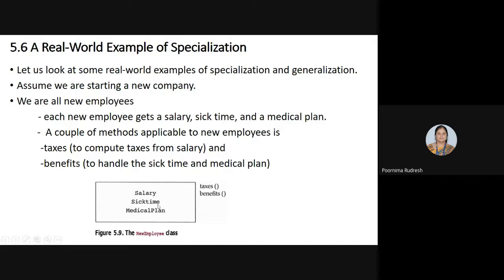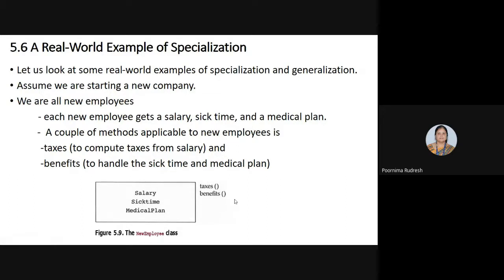So here each new employee will get a salary, sick time, and medical plan. And we're defining two methods, taxes and benefits. Taxes calculates the tax of each employee, and benefits calculates the benefits of the employee to handle the sick time and the medical plan. So here the new employee class is defined or constructed. Clear? The new employee class will have the salary, sick time, and medical plan, and along with that, two methods are defined, taxes and benefits.